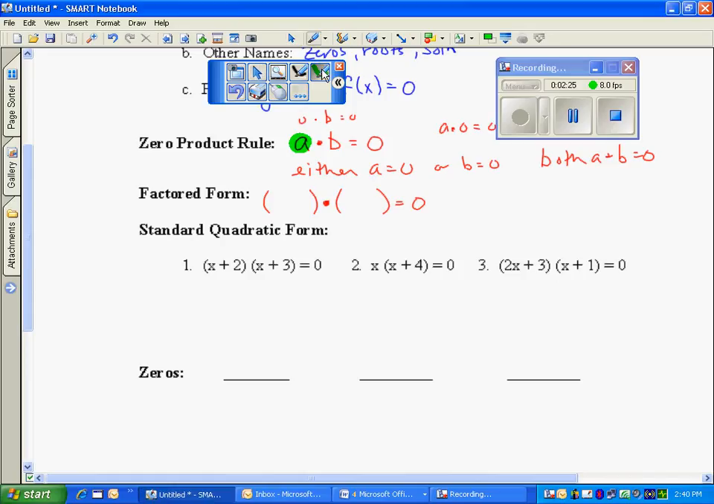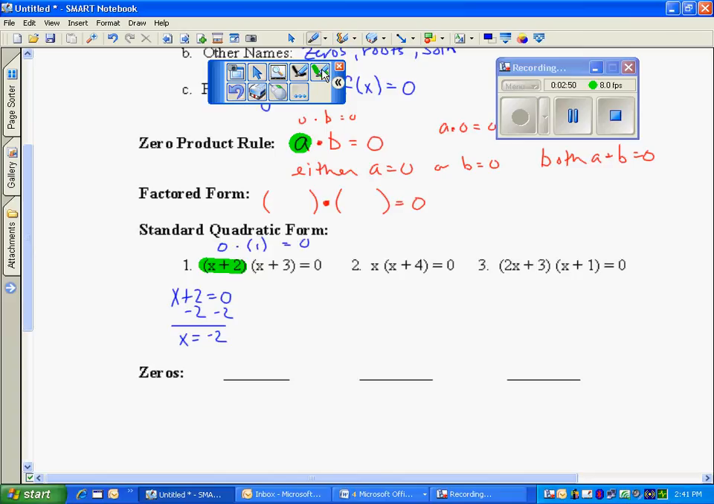Here's my A, and I know that A could be equal to 0. In other words, x plus 2 could be equal to 0. If I solve for x, x is negative 2. If I just insert negative 2 back into my equation here, negative 2 plus 2 is 0. Negative 2 plus 3 is 1. Isn't it true that 0 times 1 is 0?